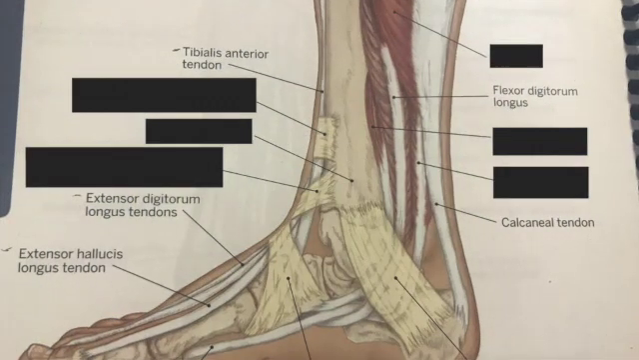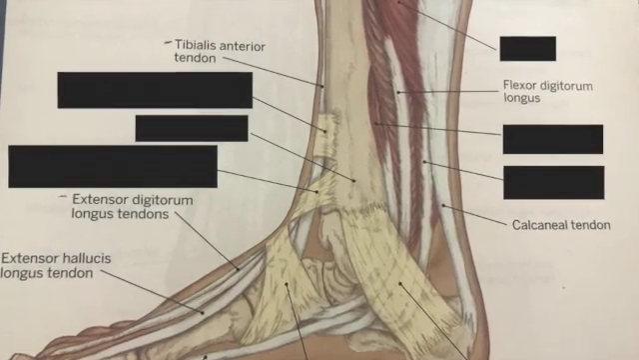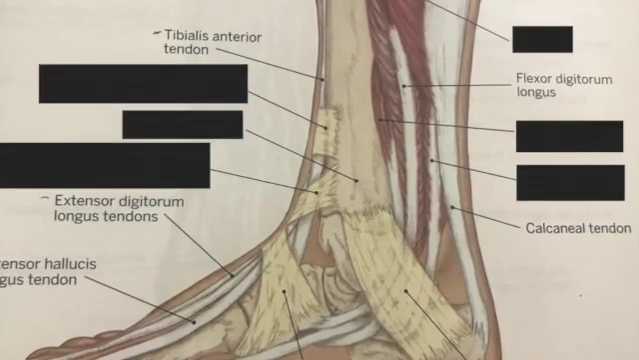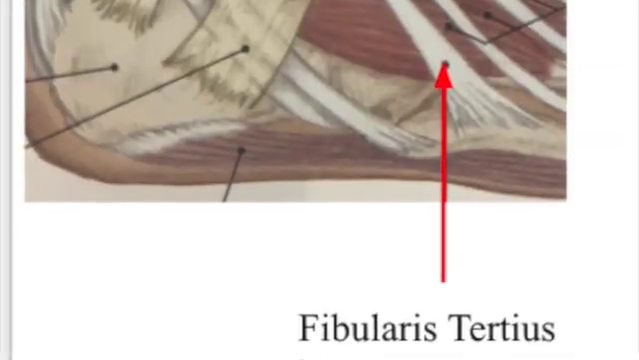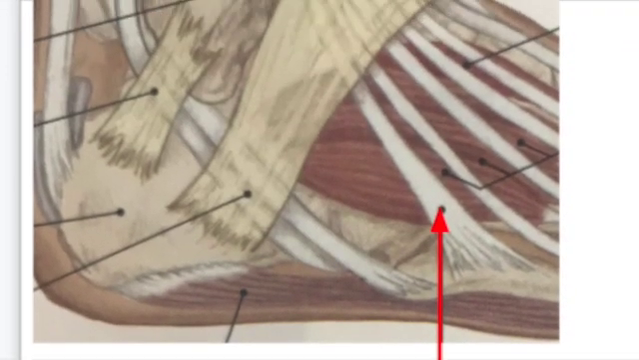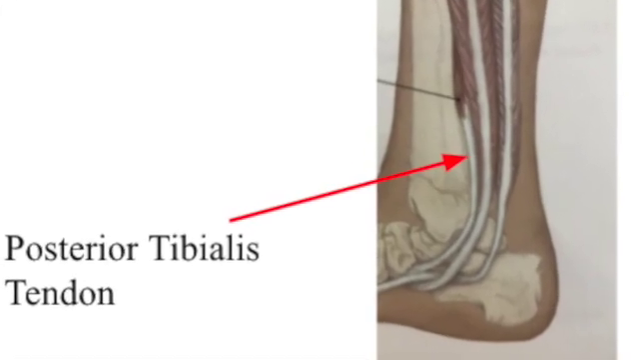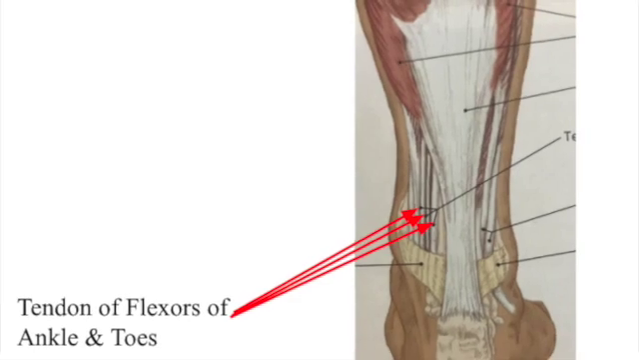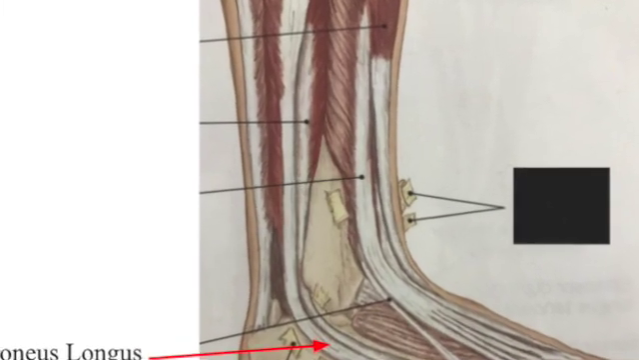Next is the tendon anatomy of the ankle. To start us off, we have the tibialis anterior tendon. Next to that is the flexor digitorum longus and calcaneal tendon. Going into the foot, the tendons are extensor digitorum longus, extensor hallucis longus, and next to that is the fibularis tertius tendon. Another tendon is the posterior tibialis tendon, and the tendon of flexor of ankle and toes. The final two tendons in the ankle are the peroneus longus and peroneus brevis.